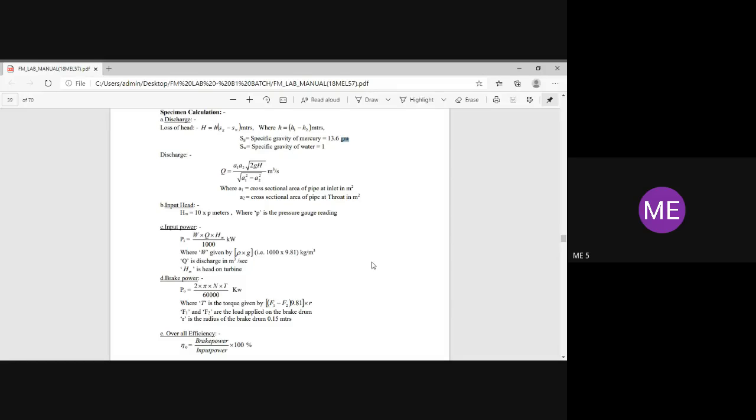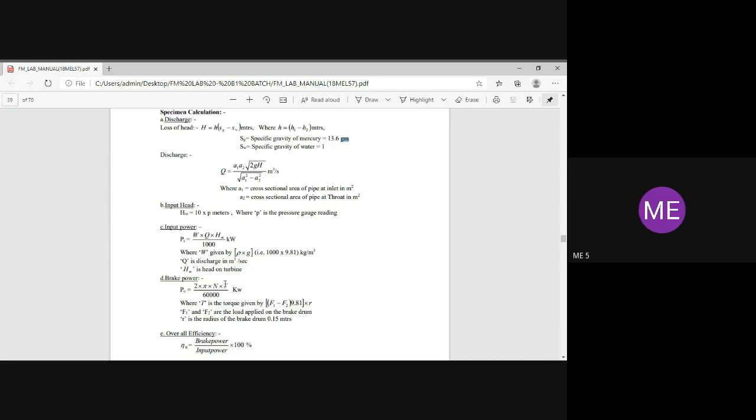So same simple formulas: one is discharge, one is input power, brake power, and then overall efficiency. Brake power is 2 pi N T divided by 60,000 kilowatts. T is torque, that is F1 minus F2 into 9.81 into R. F1 and F2 are in kilograms, that's why you have to convert to Newton meter. R is the radius of the brake drum, 0.15 meter, remember. F1 and F2 readings I'll give.